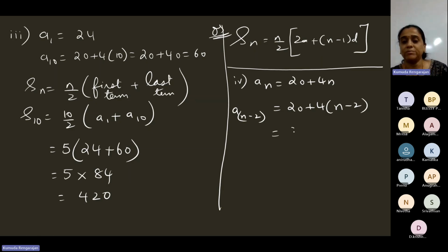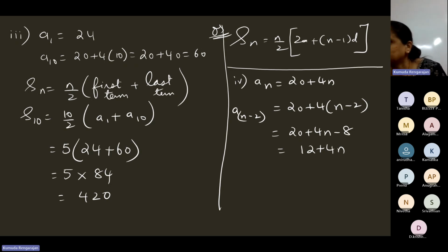So that is 20 plus 4n minus 8. So which is, what's this? 12 plus 4n. That's it. 12 plus 4n. You got that? Very good. This is the number on the n minus 2th spot.